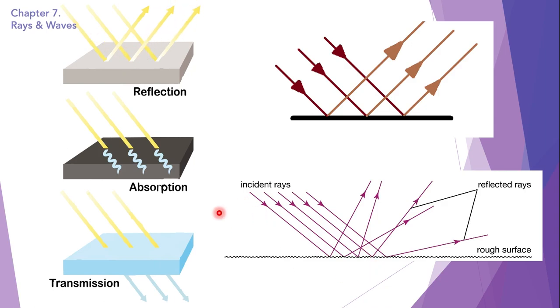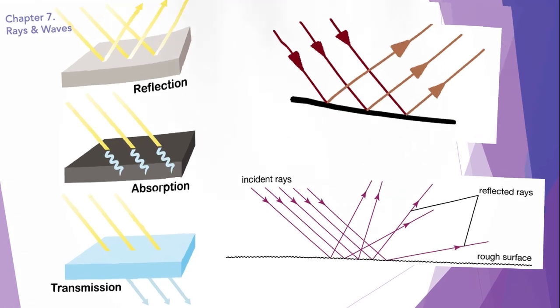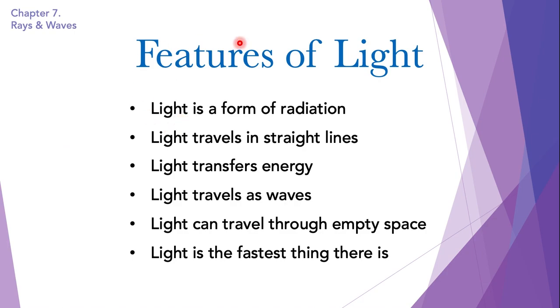So now that we've understood light, we're going to move ahead to looking at the features of light. Here we have a couple of features of light. Let's go through them one by one. Firstly, light is a form of radiation. This means that light radiates, which means that it spreads out from its source.